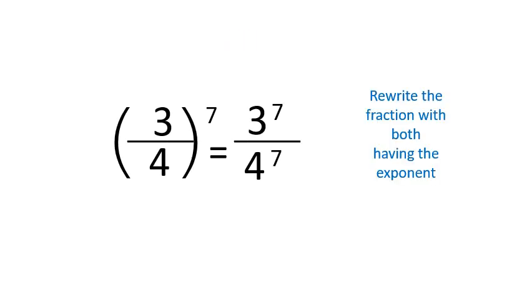In this one, we need to rewrite the fraction with both numbers having the exponent. 3 over 4 to the 7th power equals 3 to the 7th power over 4 to the 7th power.